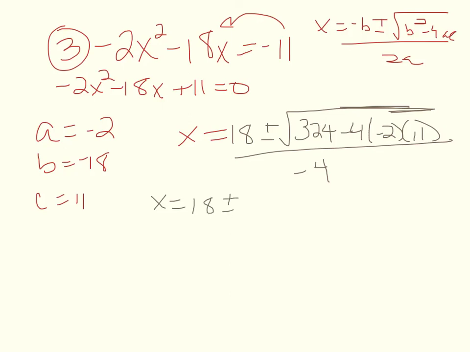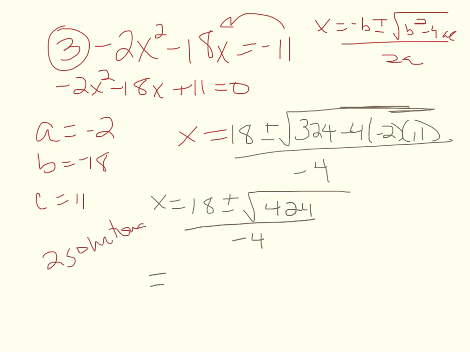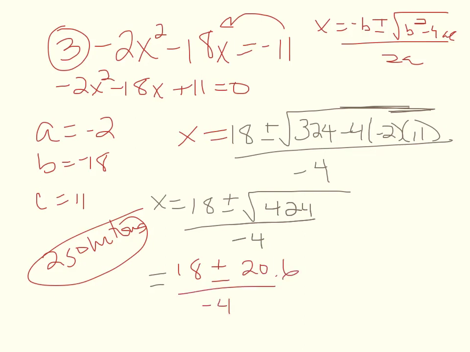Alright, let's figure out what our discriminant is. So we have 18 plus or minus the square root. Go ahead and figure out what's under the square root, and that's 424 divided by -4. So this is positive here, so we have 2 solutions. So we have 18 plus or minus, now the square root of 424 is 20.6, divided by -4. Okay, and now I have my 2 answers.